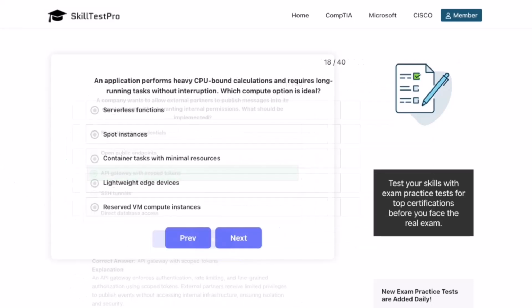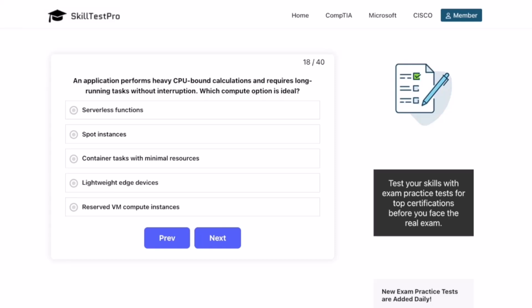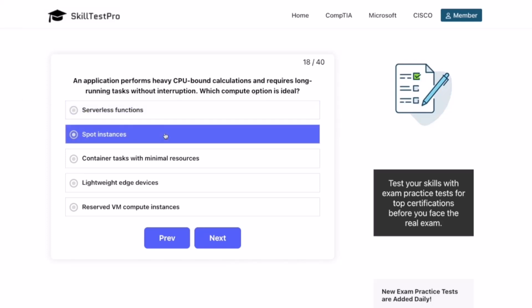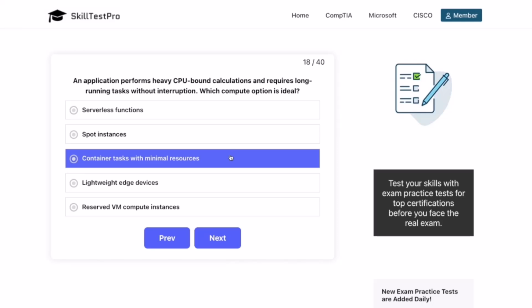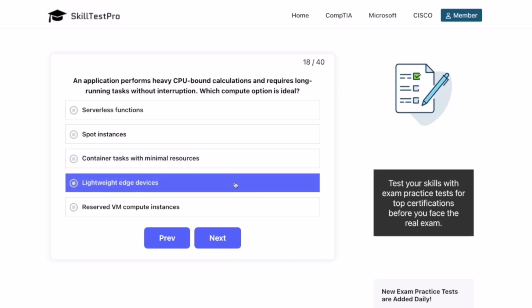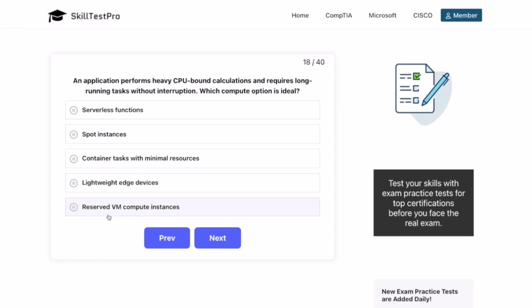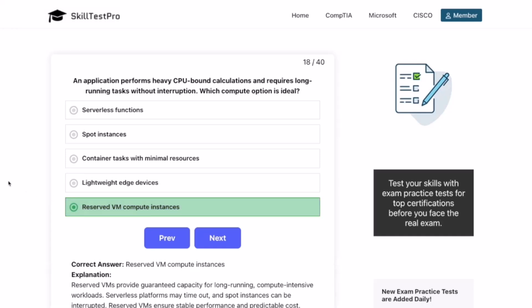All right, just a few more. Question 18. An application performs heavy CPU-bound calculations and requires long-running tasks without interruption. Which compute option is ideal? Serverless functions? Spot instances? Container tasks with minimal resources? Lightweight edge devices? Or reserved VM compute instances? Correct answer is reserved VM compute instances.